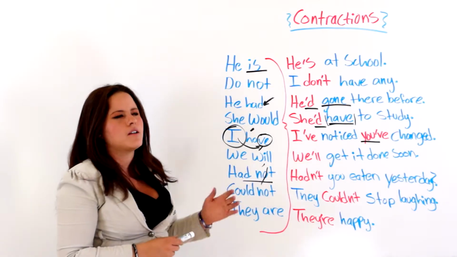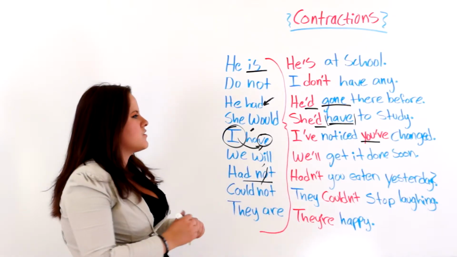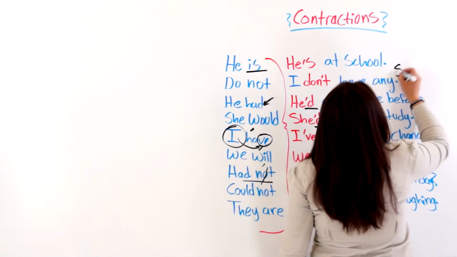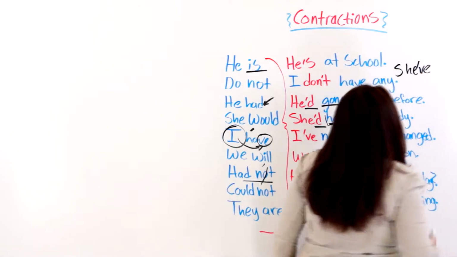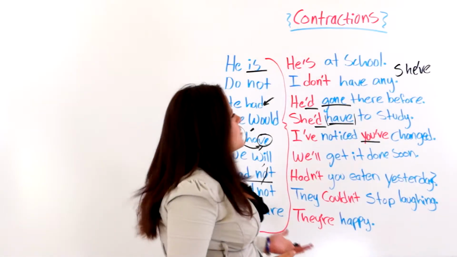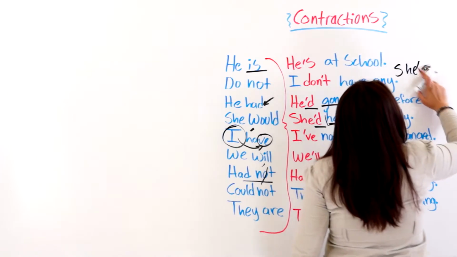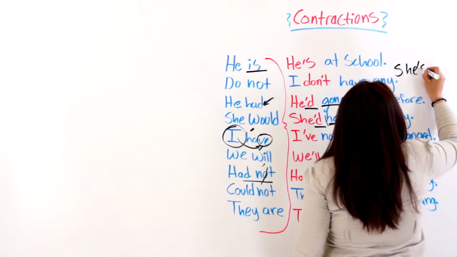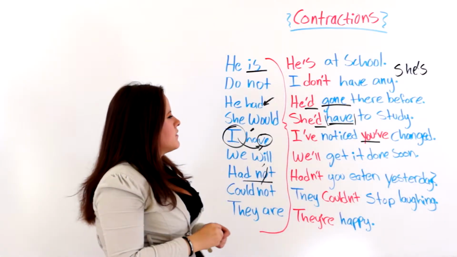Of course, if you're talking in third person, you cannot say she've like this. That wouldn't be right. She have? No, right? Because it's in third person. So you would add an S instead of the VE. She's, okay? She's noticed.